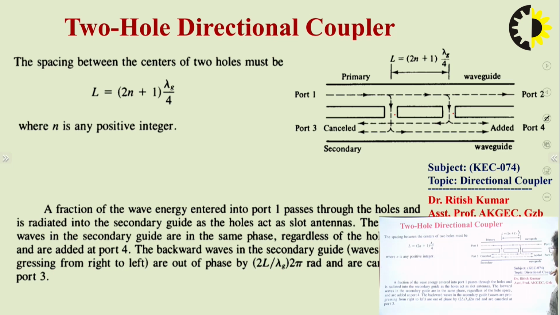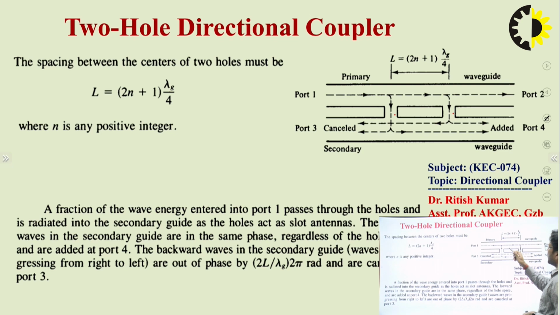So what will happen if the distance between the holes is lambda g by 4? If you give the power at port number 1, direct power you can receive at port number 2. In the case of port number 4, the power can flow either from the first hole to this port, or from the second hole to this port. In the case of port number 3, there are two possibilities to receive the power: from hole number 1 this way, and from hole number 2 to port number 3.